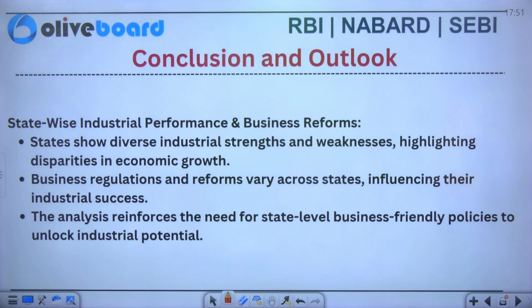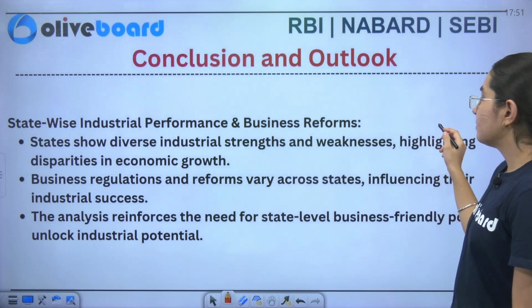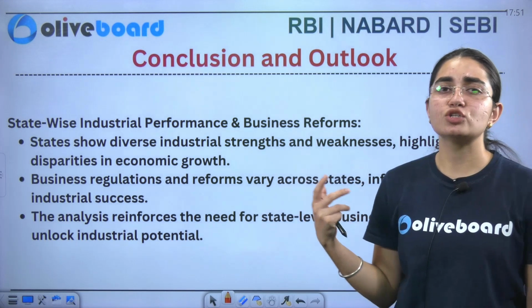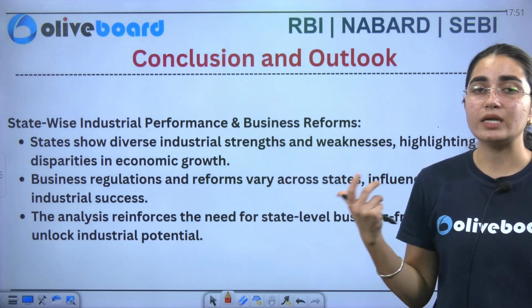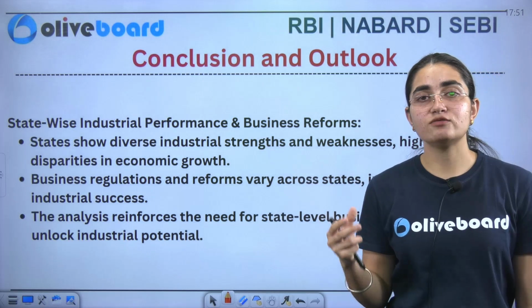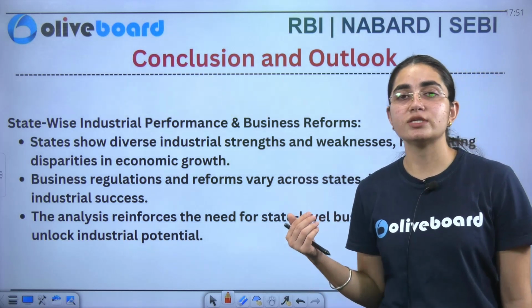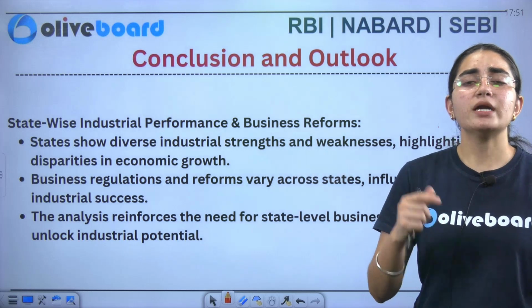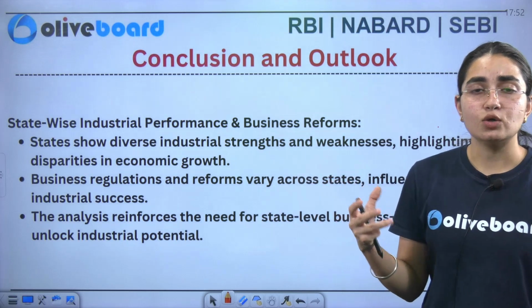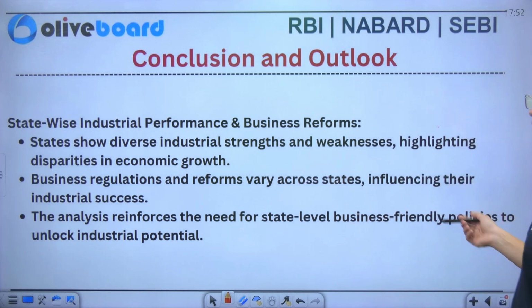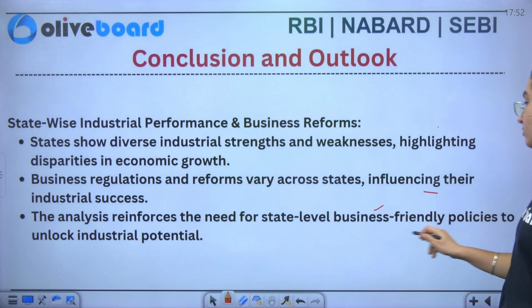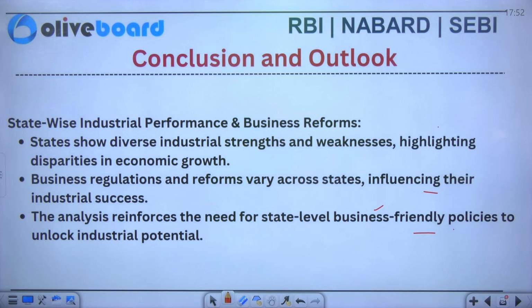Now we'll see state-wise industrial performance and business reforms. States have shown diverse industrial strengths and weaknesses, but in some way or another they are all contributing. If one state is coastal, it is better in exports, and better in something else. Similarly, we have areas which are very rich in soil, so they contribute best in the agricultural sector. They are contributing their best, but the areas of industry are differentiated. Business regulations and reforms vary across the states, influencing their industrial successes. The analysis reinforces the need for state-level business-friendly policies to unlock the industrial potential.